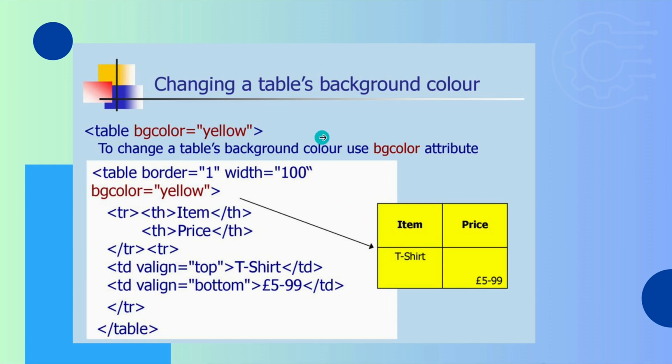Now we can see changing a table's background color. We use again the same bgcolor attribute, but this time, since we have to change the table's background color, we use the bgcolor attribute in the table tag. As you can see in the example, bgcolor equal to yellow has been used in the table tag, which makes the whole table yellow in the result.